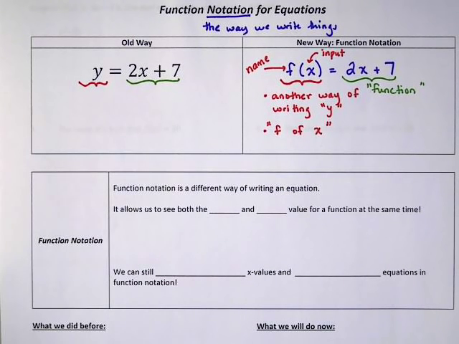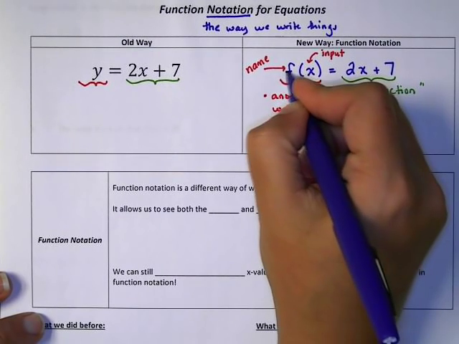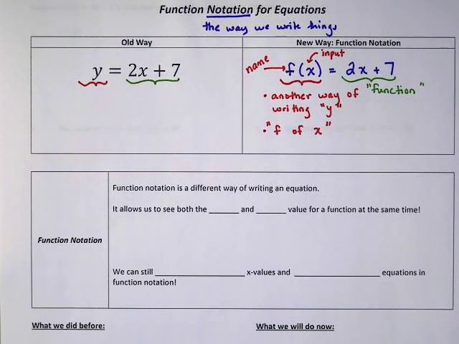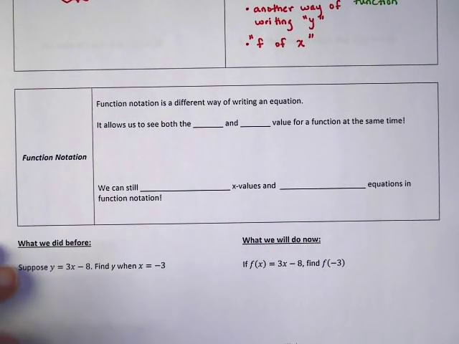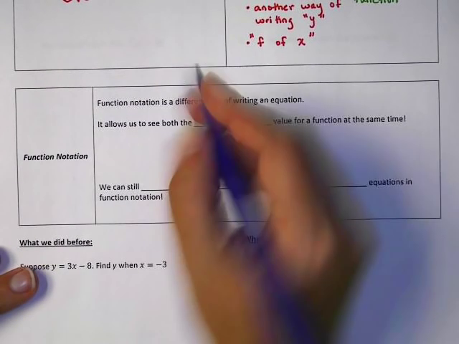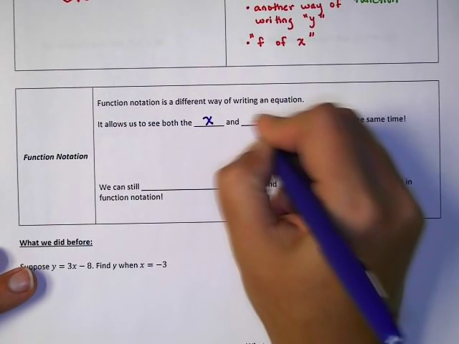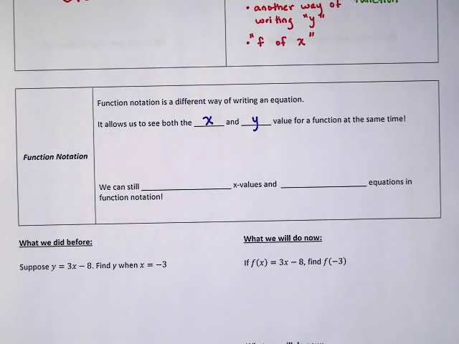So let's talk a little bit about why we might want to do this and how we can use this type of notation to be more specific about what we're saying in math and more precise. Function notation is just a different way of writing an equation. It allows us to see both the x value and the y value for a function at the same time.